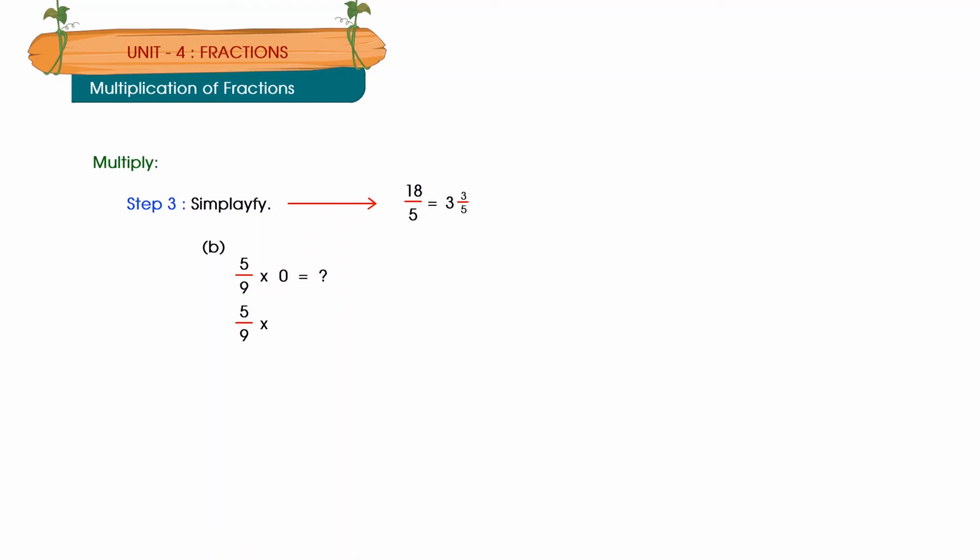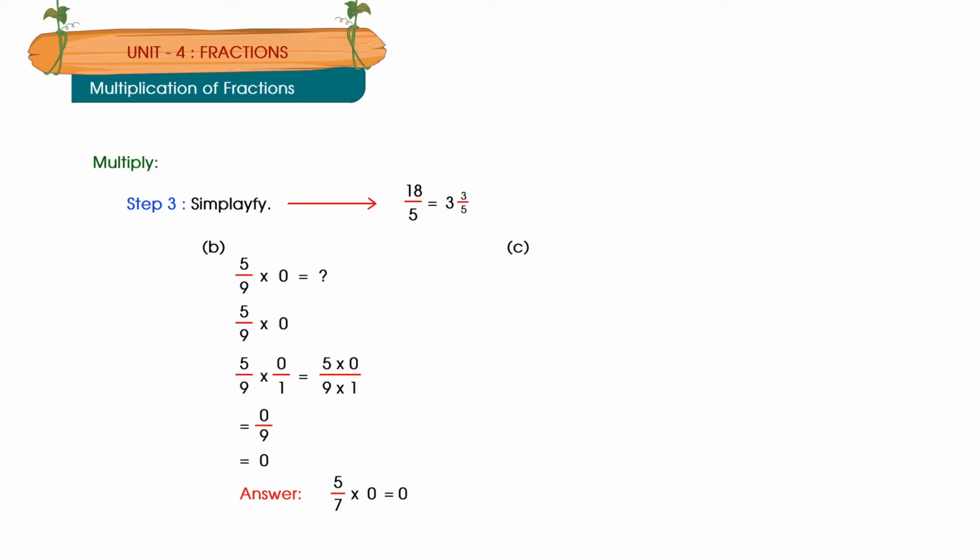5/9 into 0. 5/9 into 0/1 is equal to 5 into 0 by 9 into 1, which is equal to 0/9, which is equal to 0. Answer: 5/9 into 0 is equal to 0.